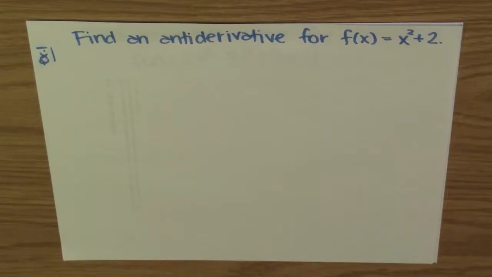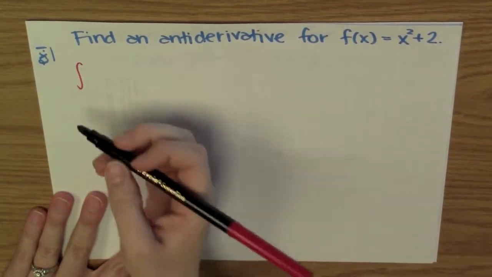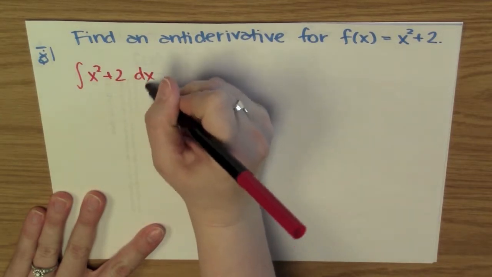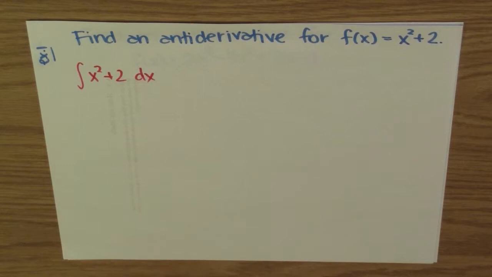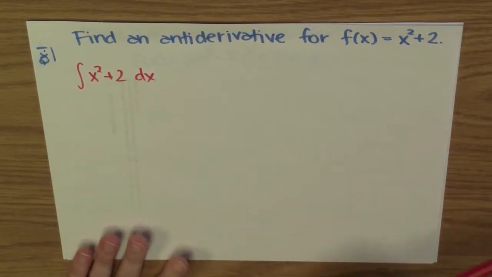For our first example, let's warm up by finding an antiderivative for the function f of x is equal to x squared plus 2. So our notation for antiderivative is going to be this funny S sign, x squared plus 2, and then we write dx. Alright, so I know that the antiderivative of a sum is the sum of the antiderivatives, so I take the antiderivative of x squared, and I take the antiderivative of 2.